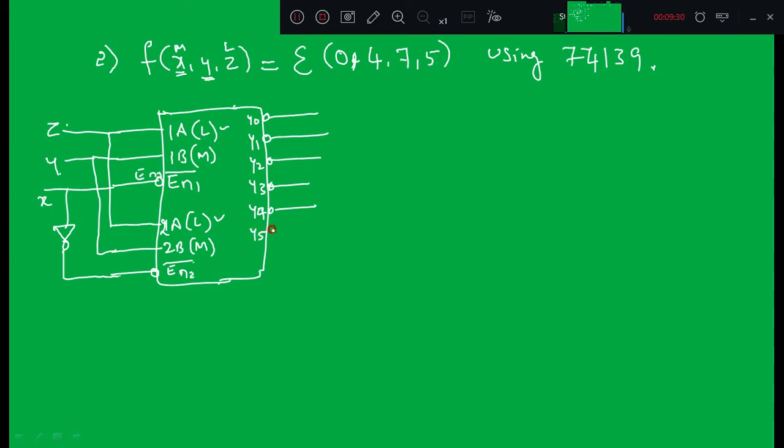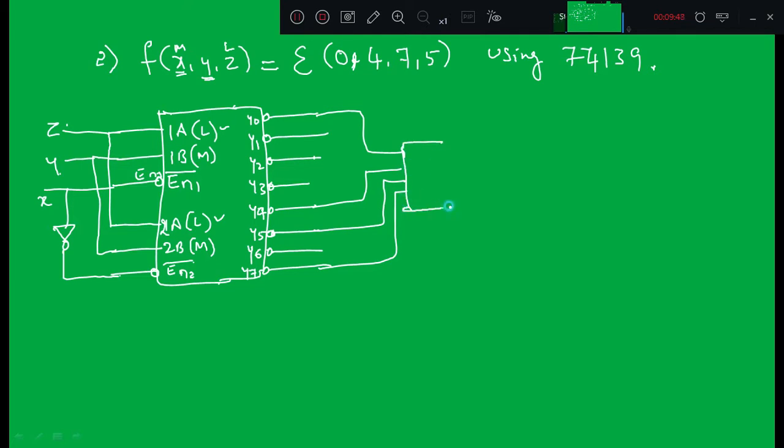Right? So now choose the corresponding outputs and connect them to the output NAND gate. Right? So 0 4 7 5. This is 5 and this is 7, connected to a 4 input NAND gate. Right? So this is f of XYZ. So you can analyze this circuit for 3 to 4 combinations. If you are getting the correct answer, then it is well and good. That means you have understood the concept. Otherwise, please go through this video once again.